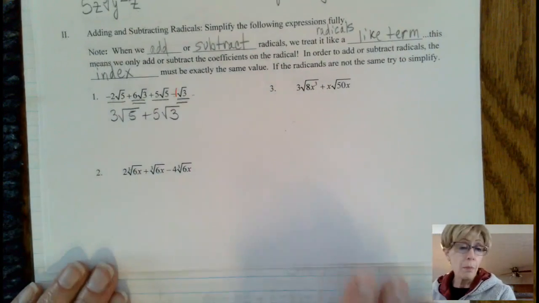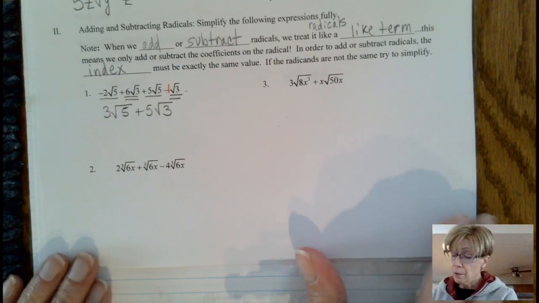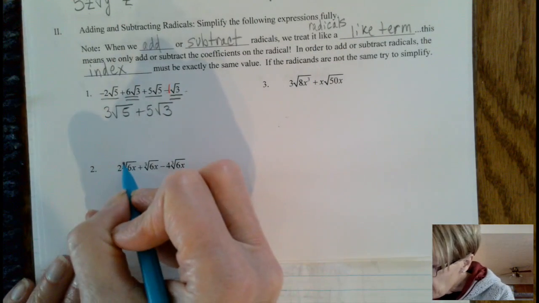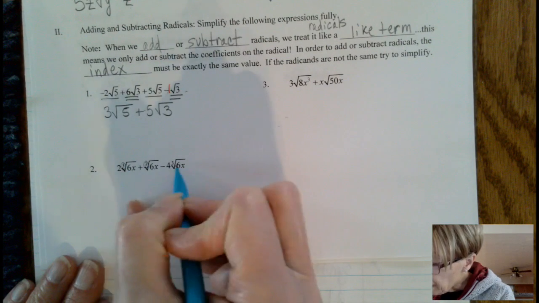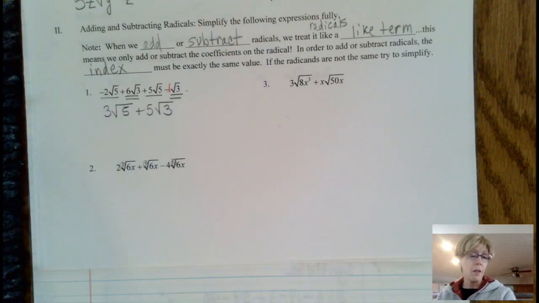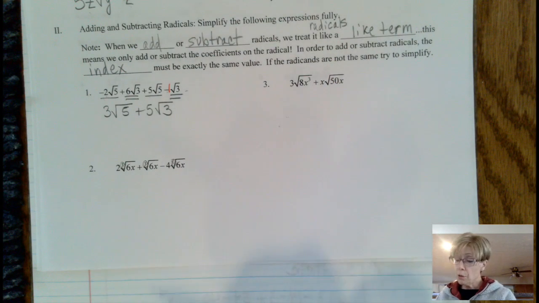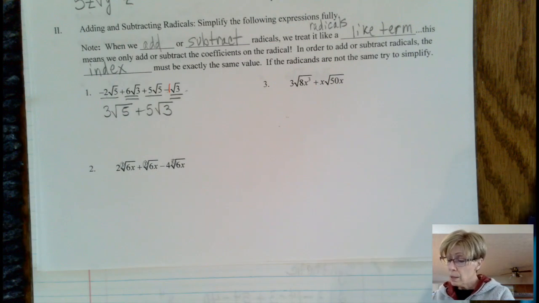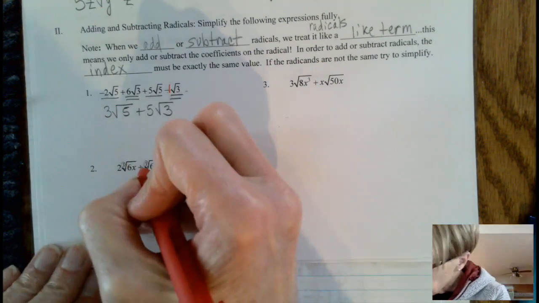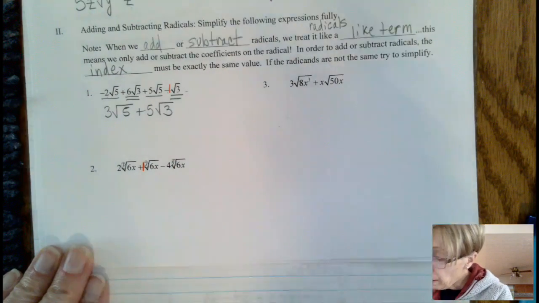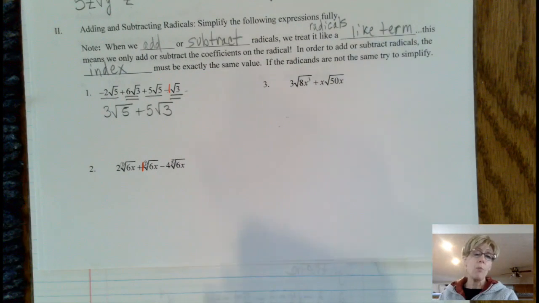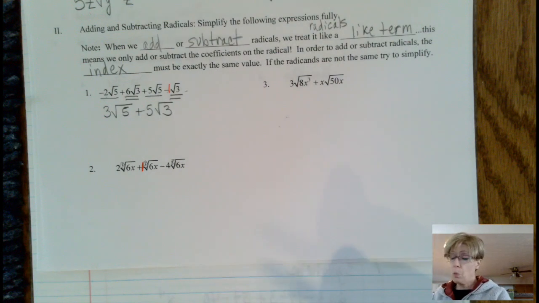Down here on problem number 2, again, for something to be alike, this number called the index, which I refer to as the number in the checkmark part of the radical, has to be the same. And if it's the same, then all we need to do is combine the coefficients. Keep in mind, like that previous example, that there's no number in front of that square root and cubed root, so it's going to be a 1.